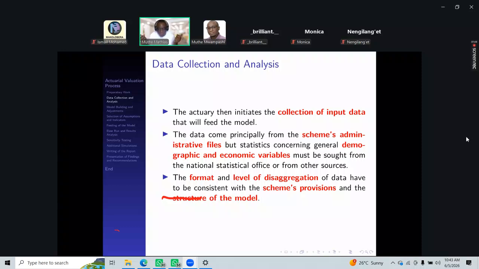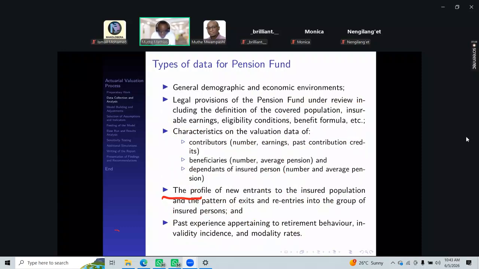So of course I will have to spend a lot of time here preparing the data, formatting the data, and stuff like that. Of course, type of data here, I think we've already explained that you might need demographic data, economic data, right? Legal provisions of pension funds. So you'll have to read all these guidelines because you have acts which guide these pension funds. So you'll have to understand all this, right? Especially because most of the time they use actuaries from other countries. So if, let's say, you are from the UK and you are coming here to do an actuarial evaluation, of course you'll have to familiarize yourself with everything, including legal provisions and stuff like that, right? And then, of course, contributors, and then beneficiaries, and then, of course, dependents of insured parties.